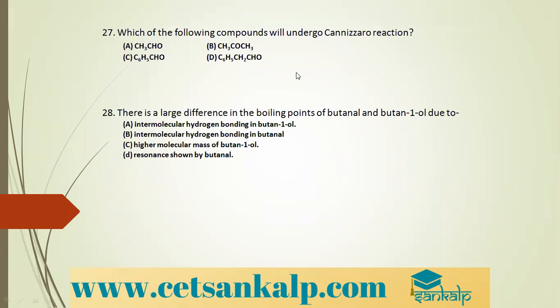27th question. Which of the following compounds will undergo Cannizzaro's reaction? The compound which is not having alpha hydrogen will undergo Cannizzaro's reaction. So it is option C, benzaldehyde. Rest all are having alpha hydrogen.